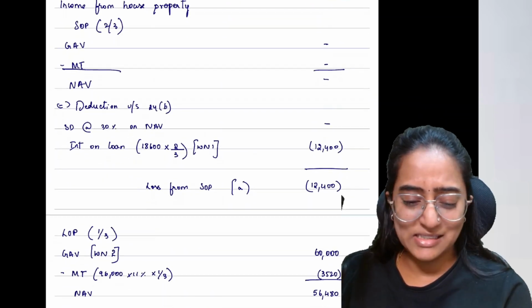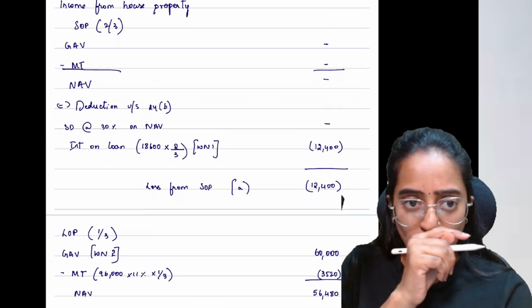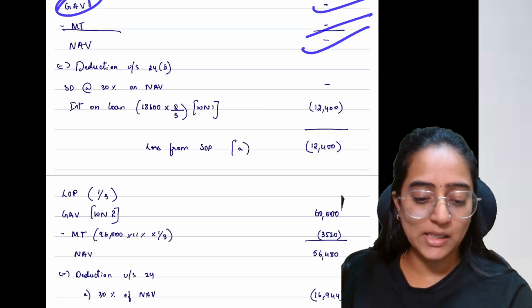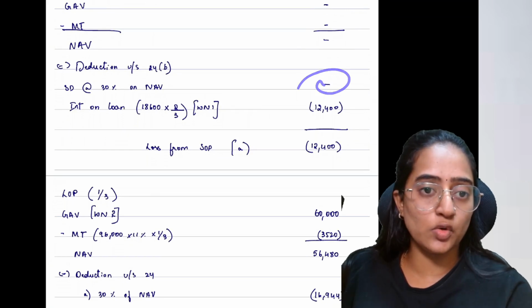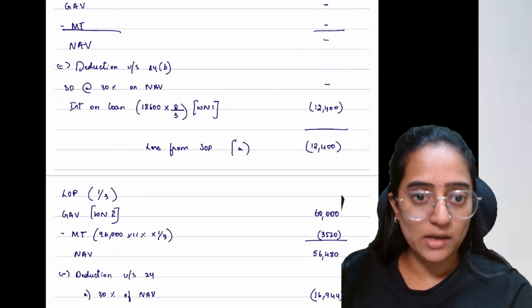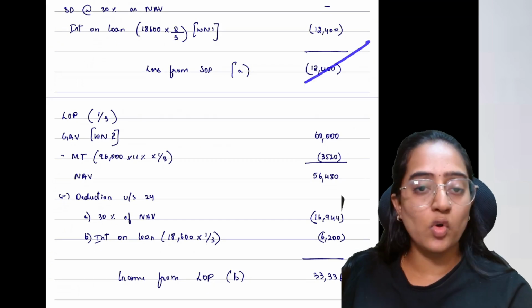The other things in the questions are simple. However, we know for SOP there is no GAV. Municipal taxes is also not there. Obviously, NAV will be nil. The 30% standard deduction you don't have. Interest on loan, you do have, the calculated part just before. And you have loss from SOP.